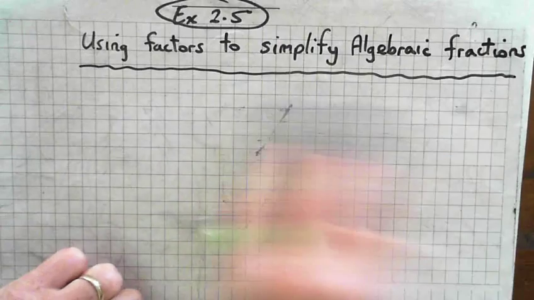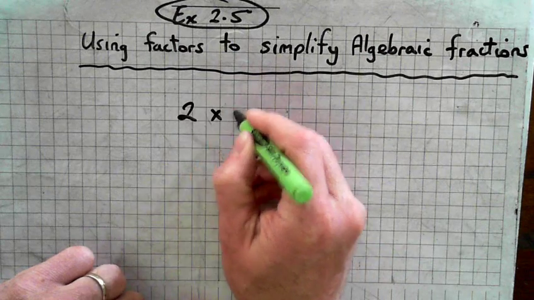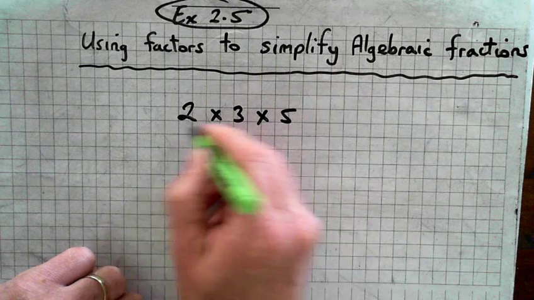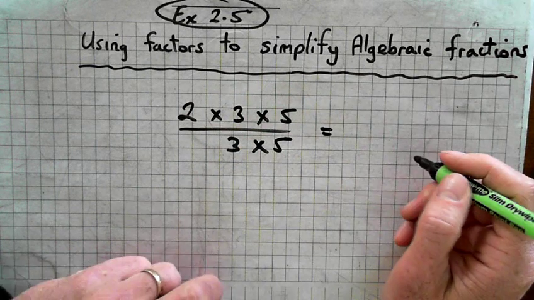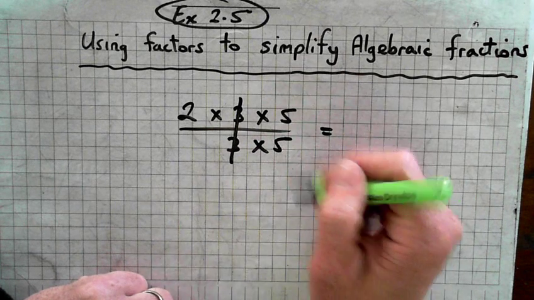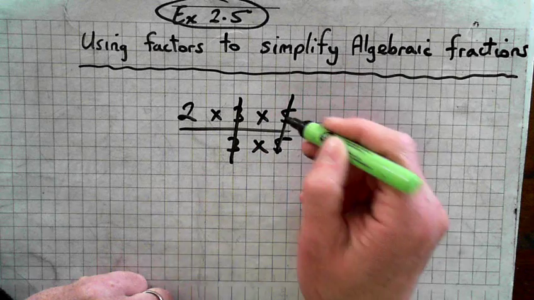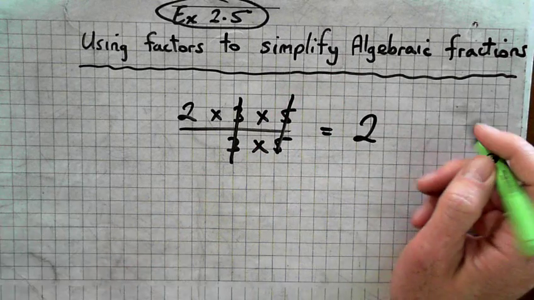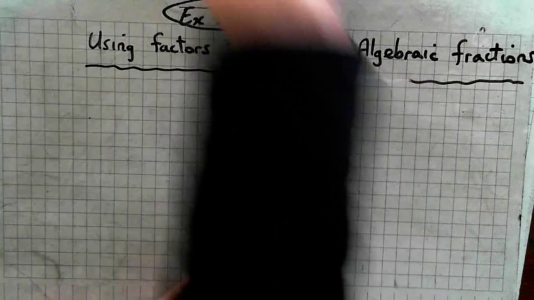Right, here's another. It looks a little bit more complicated, but it's not. What's 2 times 3 times 5 divided by 3 times 5? The answer straight away is 2, isn't it? Because 3 divided by 3 is 1, 5 divided by 5 is 1, 2 times 1 times 1 is still 2. It's easy. Is that right for everyone?